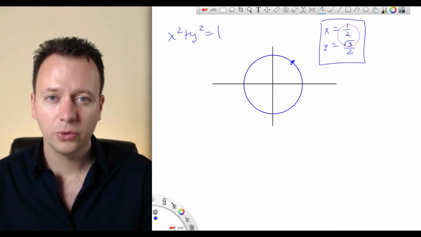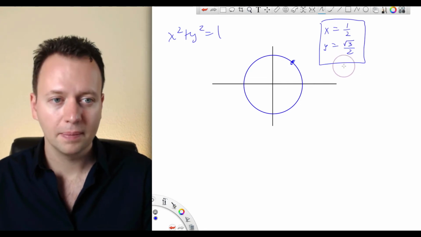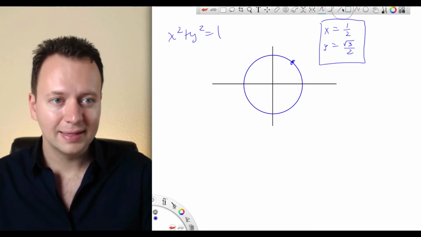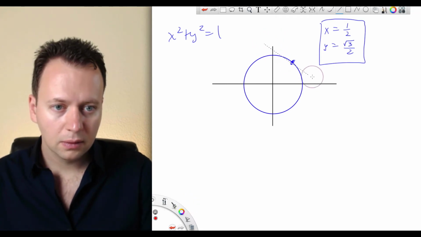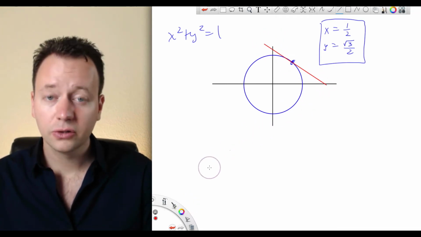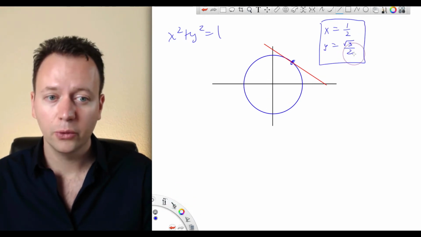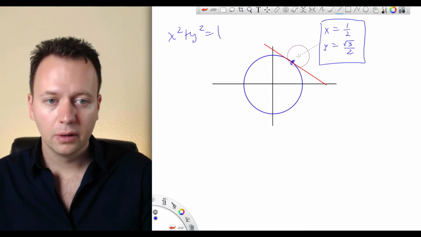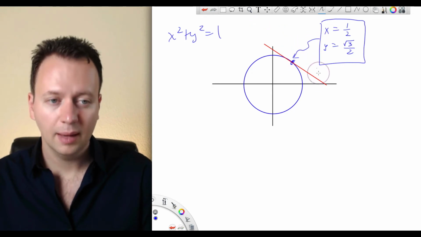Yeah, 1/2 squared is 1/4. Square root of 3/2 squared is 3/4. 1/4 plus 3/4 is equal to 1. So let's try to find the tangent line to this curve at the point 1/2, square root of 3/2, using implicit differentiation. So that point right there.